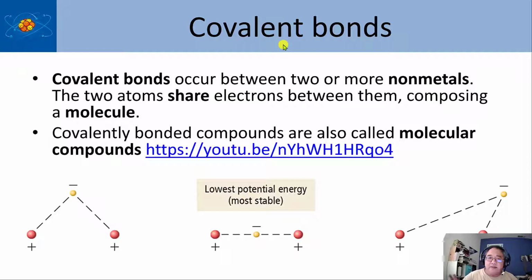Okay, so let's look at covalent bonds. Covalent bonds are the sharing, quote unquote, of electrons between two atoms. This primarily occurs between two nonmetals.